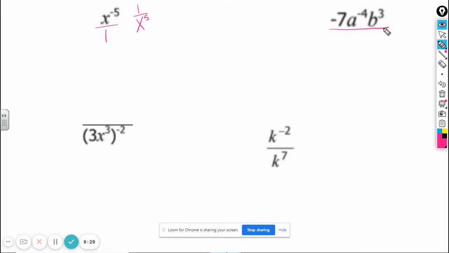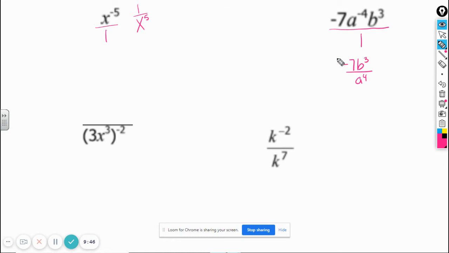Okay, over here, let's think of all these things are in the top right now. You're only going to move things that have a negative exponent. Okay, so then I'm going to leave the 7 where it is. It doesn't have a negative exponent. Yes, it's a negative number, but that's okay. That has nothing to do with a negative exponent.